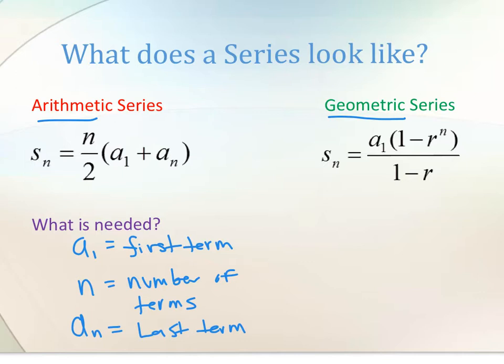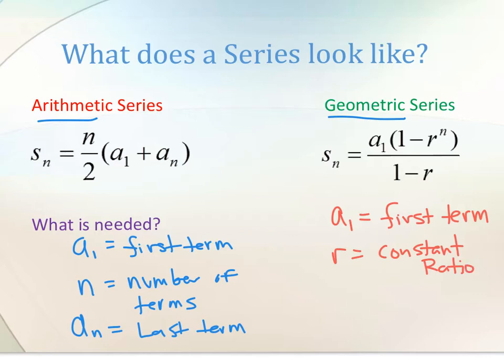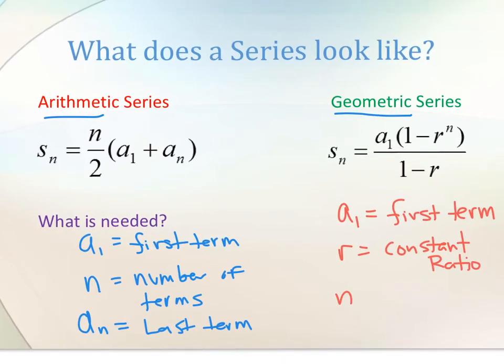Now with our geometric series, it's a little bit different, but really not anything too crazy. The idea is that we need a sub 1, which again is our first term, and we need r, which we know is our constant ratio, and then the last thing that we would need would be our n. So basically, we need to know the number of terms that we want to use. Similar to the arithmetic series, we need our first term, our constant ratio, and the number of terms.